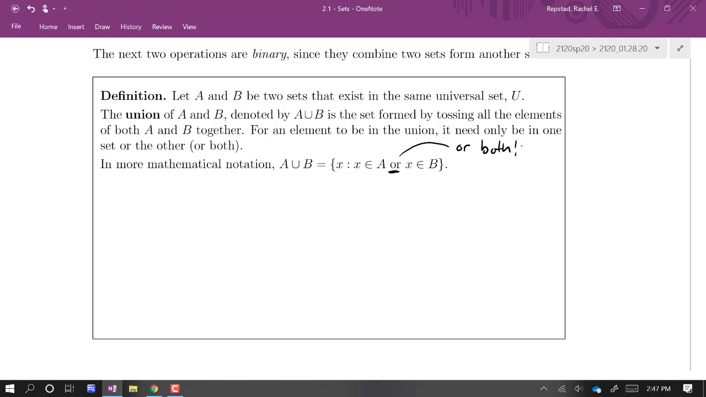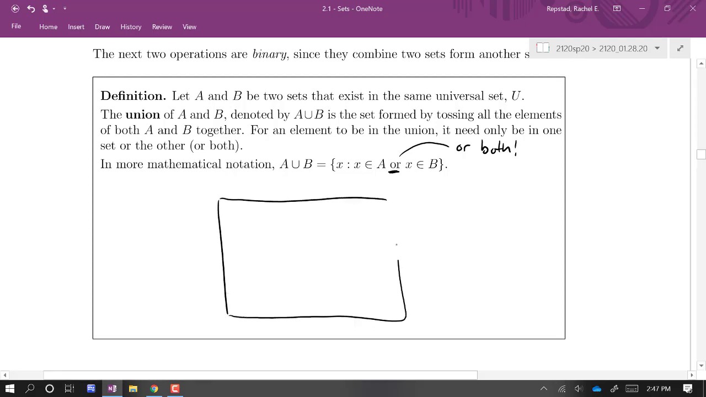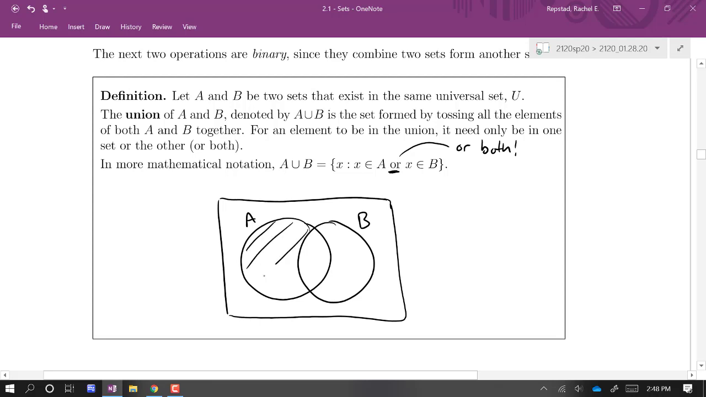So if I were to sketch this out, we're going to do more with Venn diagrams in a bit, but here's a basic two-set Venn diagram. Here's my set A, here's my set B. The union is just putting them together. If you're anywhere in the shaded region, you're in the union.